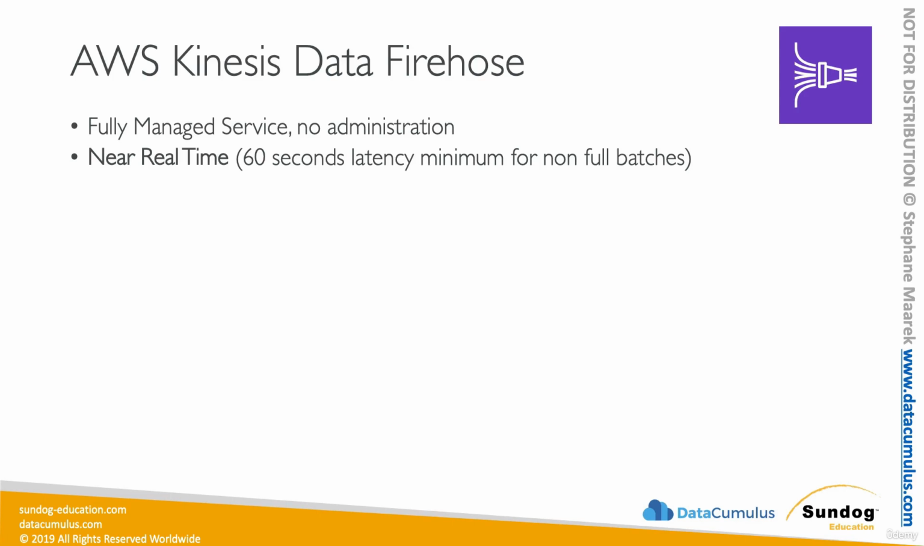While Kinesis Data Streams is real-time, Kinesis Data Firehose is called near real-time. The reason is, and we'll see this when we see the batching, there's a 60 seconds latency minimum if your batch is not full. So we don't have the guarantee that data will be right away in the destination, and there is a near real-time thing with Kinesis Data Firehose.